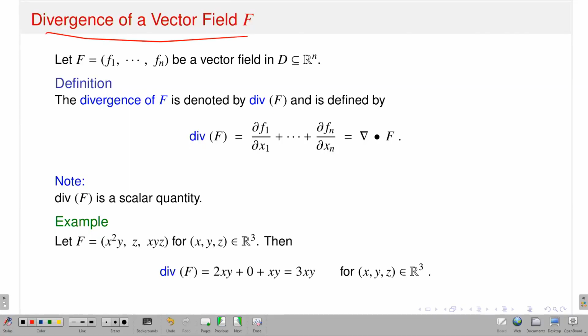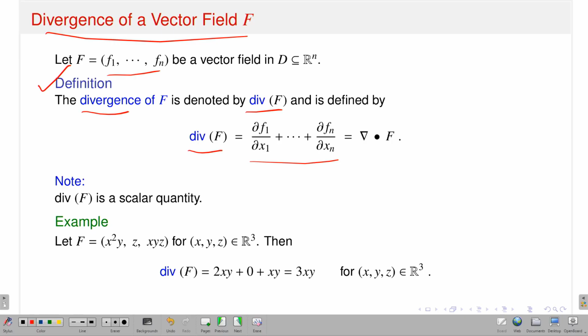What is the divergence of a vector field? You start with a vector field capital F from some domain D subset of Rn to Rn, then capital F has n many components. So, I am just writing them as small f1, small f2 up to small fn. The first definition is that the divergence of F, which I denote as div F, is defined as the sum of n partial derivatives, that means del f1 del x1 plus del f2 del x2 dot dot dot del fn del xn.